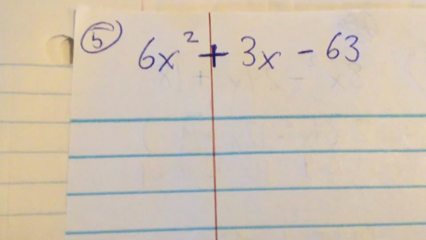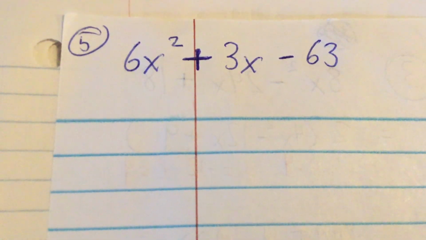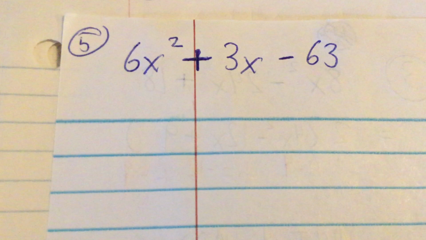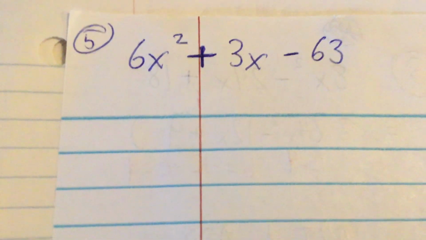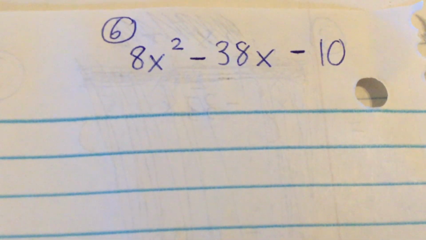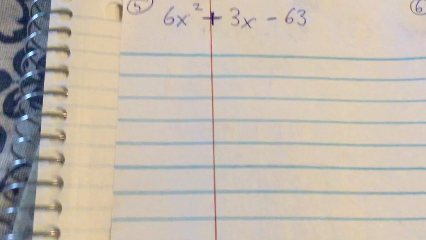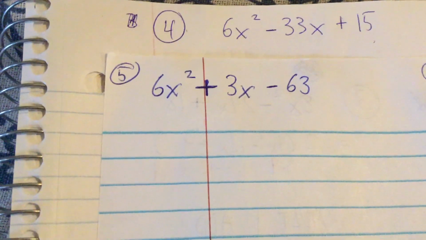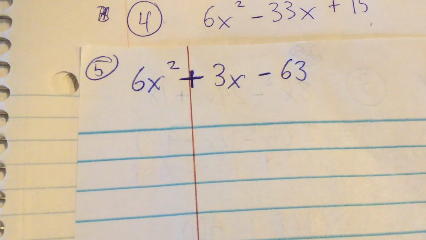All right, so let's take a look at problem number 5. 6x squared plus 3x minus 63. See if you can do this problem independently by pausing the screen. If you want to try the other one, you can pause the screen and do this one as well. Okay, so let's do problem number 5. Well, first things first, can I factor something from all 3 of these terms? Yes, I'm going to factor out a 3.